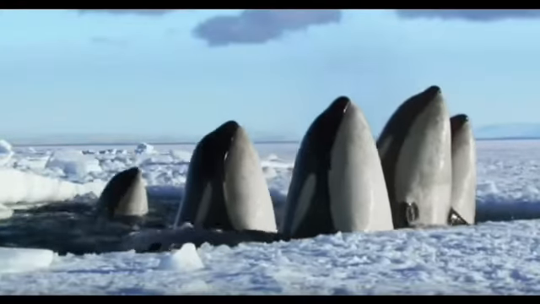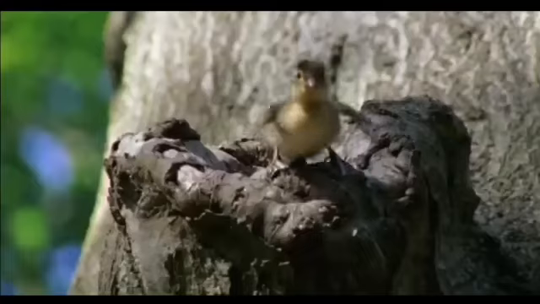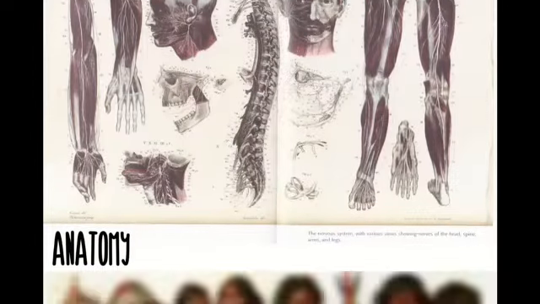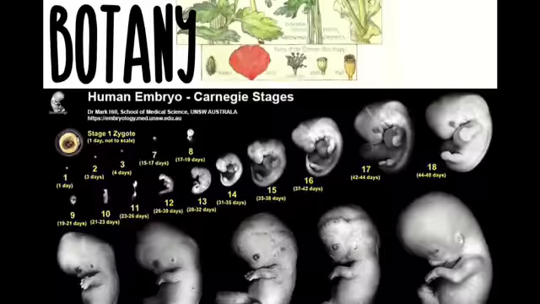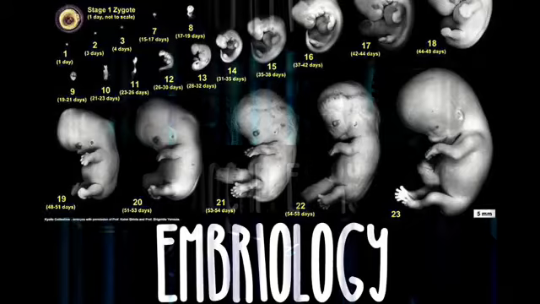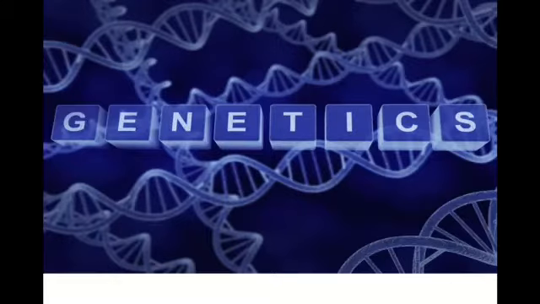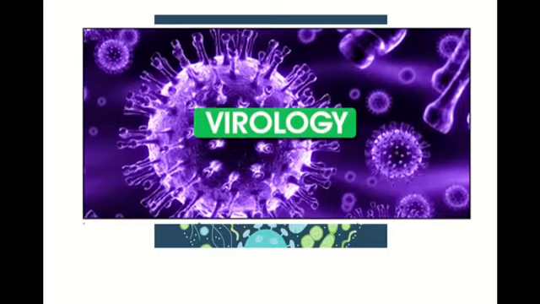Biology covers life itself, and due to the complexity and breadth of this topic, it is necessary to divide it into various branches, so we can give the necessary emphasis to each subject. The branches derived from biology are anatomy, anthropology, botany, embryology, biomedicine, biochemistry, genetics, immunology, virology, and zoology.